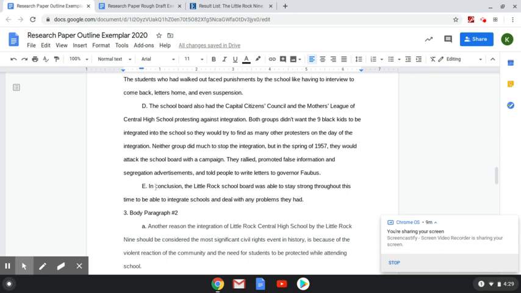So this is what they wrote. "In conclusion, the Little Rock School Board was able to stay strong throughout this time to be able to integrate schools and deal with any problems they had." When you read this carefully, which is what I suggest everyone do with their outline, read it line for line, word for word, and when you're reading it aloud, some of the grammatical errors become apparent. So just a little adjustment here, right? The Little Rock School Board was able to stay strong throughout this time. And I would put "and be able" instead of "to be able," and "was able," perhaps, to integrate schools. So instead of "to be," I would put "stay strong throughout this time and was able to integrate schools and deal with any problems they had."